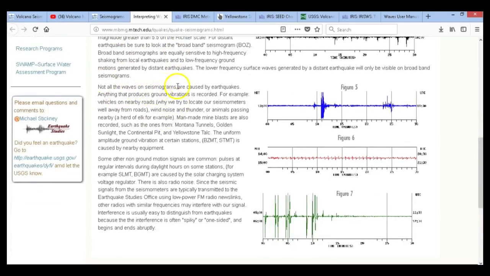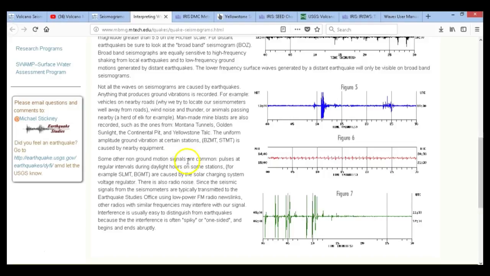Not all the waves on seismograms are caused by earthquakes. Anything that produces ground vibrations is recorded. For example, vehicles on nearby roads, which is why they try to locate their seismometers well away from roads, wind noise and thunder, or animals passing nearby, a herd of elk, for example. Man-made mine blasts are also recorded, such as the ones from Montana Tunnels, Golden Sunlight, the Continental Pit, and Yellowstone Talc. The uniform amplitude ground vibration at certain stations, BZMT, STMT, is caused by nearby equipment.